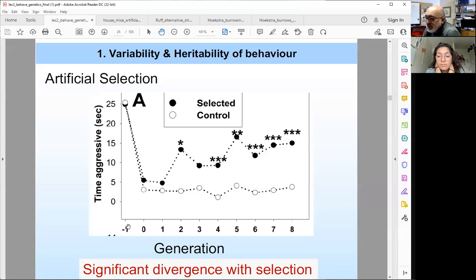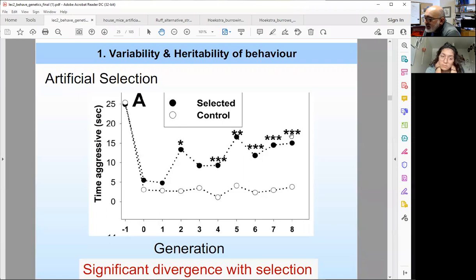-1 must be the very first generation, right? That gets in, I should say, it's the founding mice of the experiment are here at -1. And this is the amount of time spent being aggressive over a specific time period. And what you can see here is that as generations progress, and the selected line of mice, that is the mice in which only the most aggressive females are breeding, you can see that the average amount of time being aggressive is increasing. That is, it's much higher than the control.